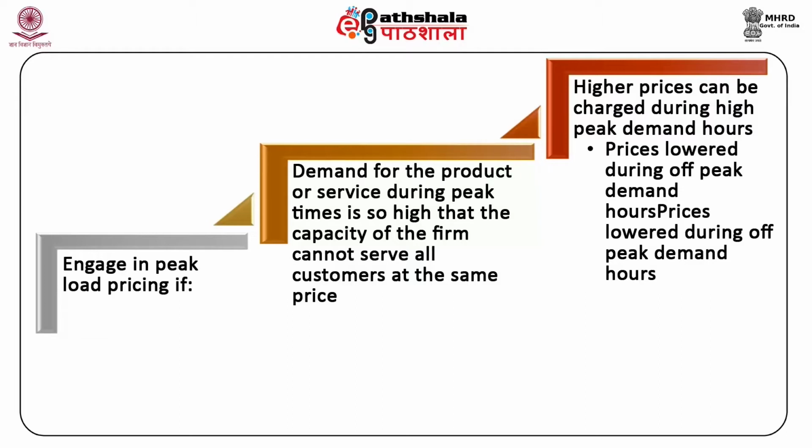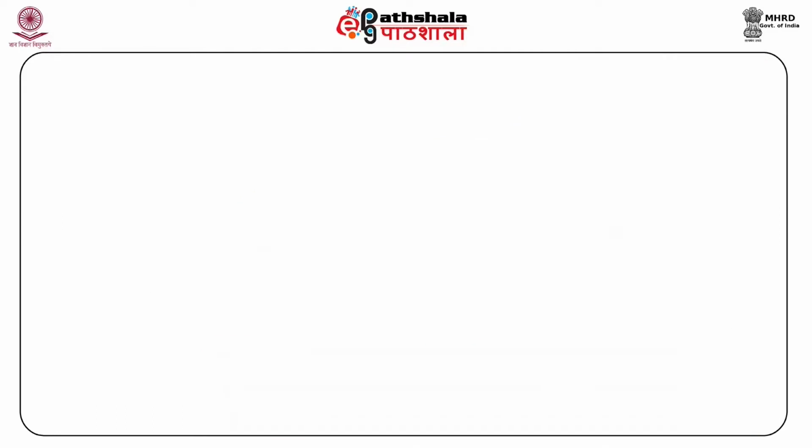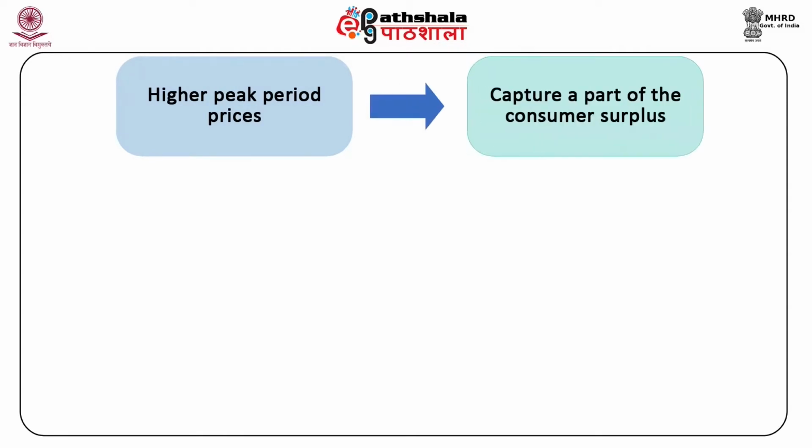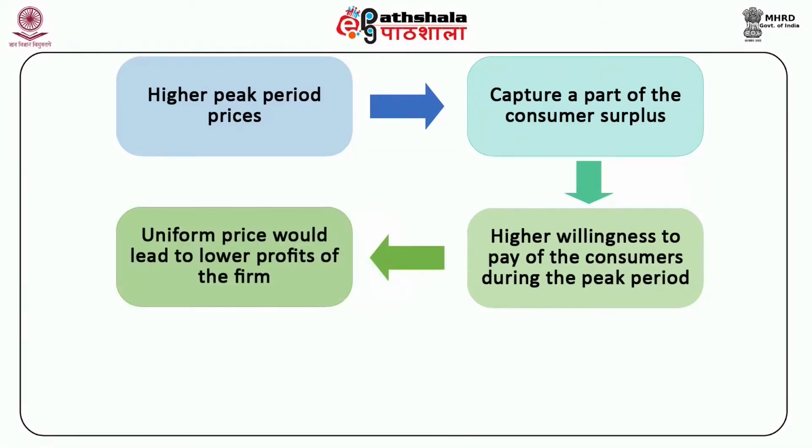This lowering of price during the low peak demand enables the firm to increase its profits by selling to some consumers during the low peak times than to none at all. With higher peak period prices, the firm is able to capture a part of the consumer surplus because of the higher willingness to pay of the consumers during the peak period. A uniform price would lead to lower profits of the firm.